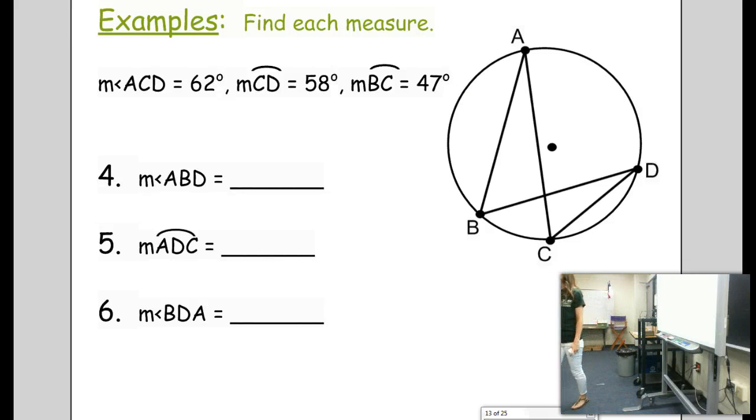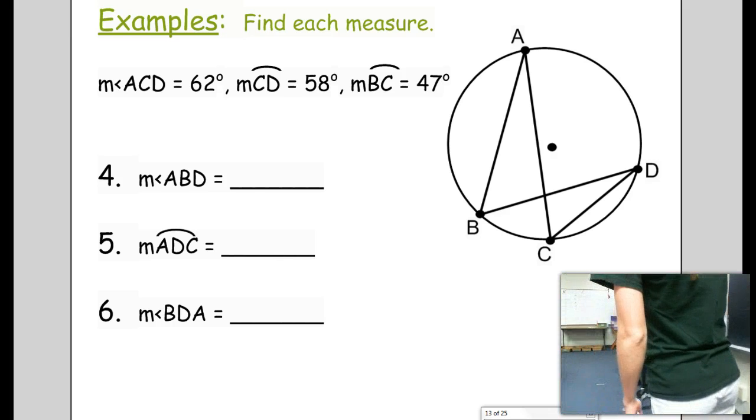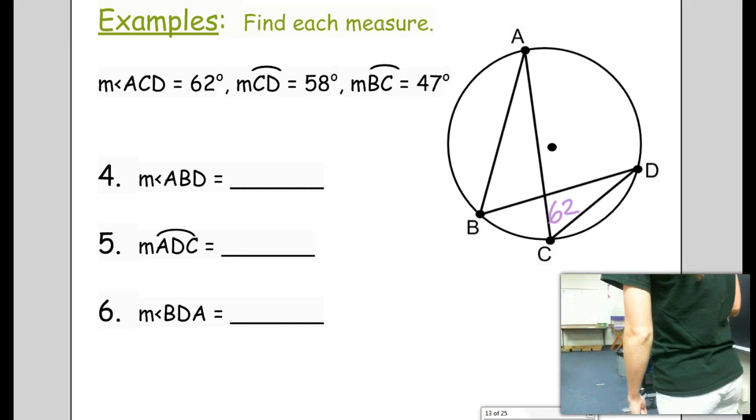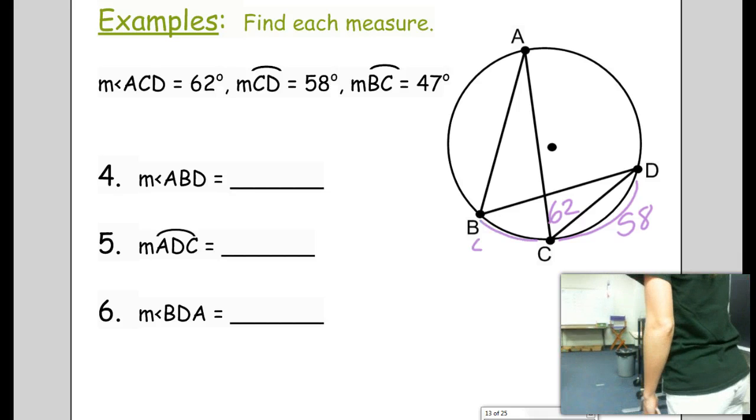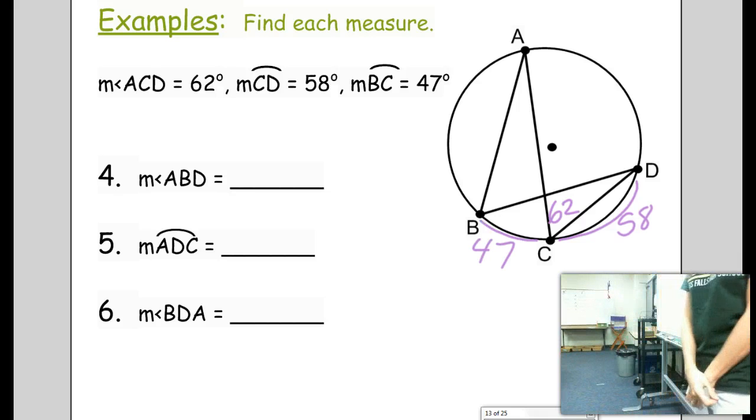Don't ever do anything until you label your picture. Don't even try to answer questions until you fully labeled your picture. ACD is 62. Arc CD, you have to look at the symbols. Arc CD is 58. And arc BC is 47.